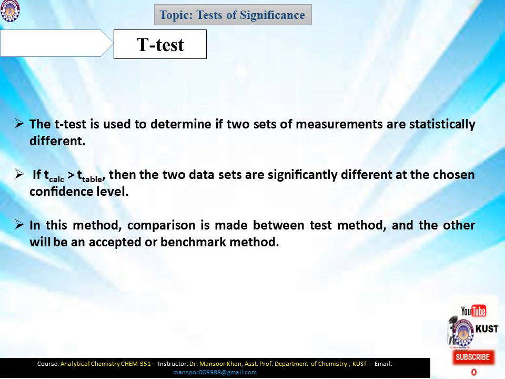The only difference between the F-test and the t-test is that in this method, comparison is made between the test method and the accepted or benchmark method by using their accuracy, while in the F-test, we have used the precision of the method. While in the t-test, we will use the accuracy of the method.